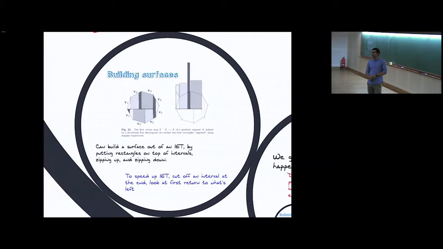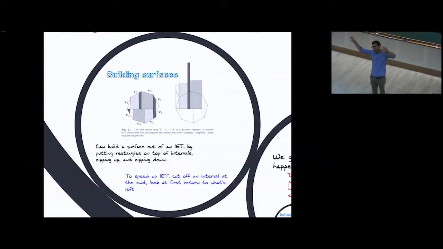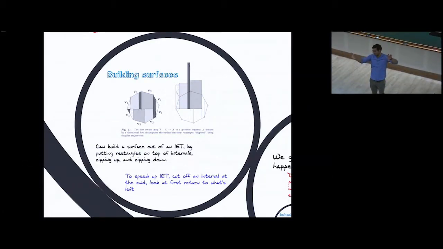So you put a rectangle on top of each interval, you zip up for some distance, up to some height, and then remember the tops of your intervals are glued to where they go under the IET, so you zip down some amount as well. So you're getting a polygon with parallel sides identified by translation. You're getting a translation surface. And where you zip up to and zip down to are the potential places where you can have singularities. So here's a picture of this.